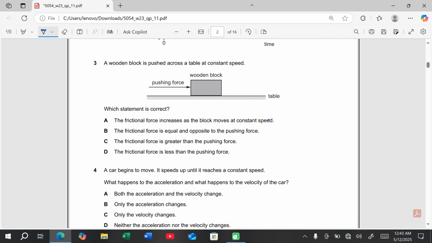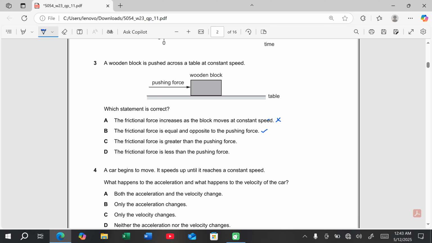In question number 3 it says the wooden block is pushed across a table at a constant speed. Which statement is correct? The frictional force increases as the block moves at a constant speed. It does not. Friction force has to be constant, equal to the pushing force. The friction force is equal and opposite to the pushing force. Yes, that is a correct answer.